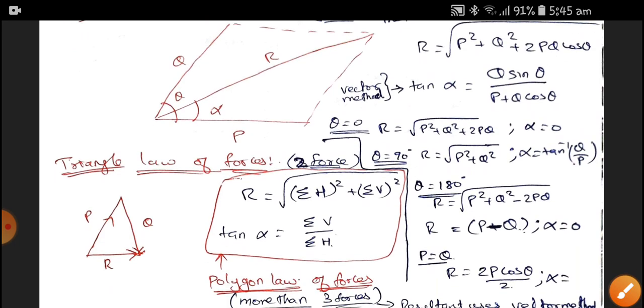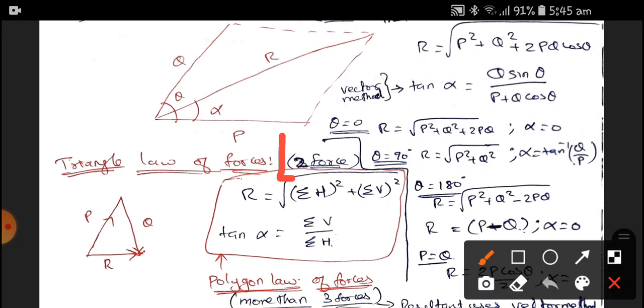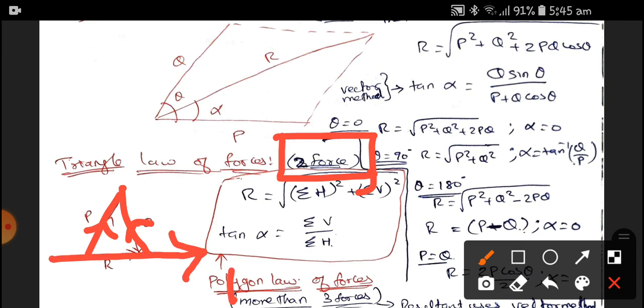And next one is the triangle law of force. The triangle law of force is also for the two-force system. It illustrates that if two forces are acting on a rigid body, and they are considered as two sides of a triangle in a particular sense, then the closing side gives the resultant in the opposing sense. So this is the triangle law of forces.